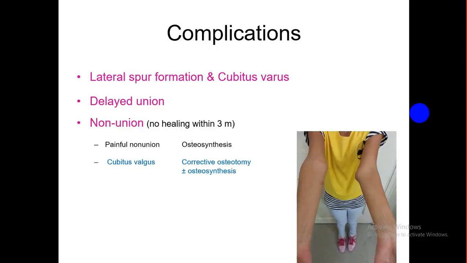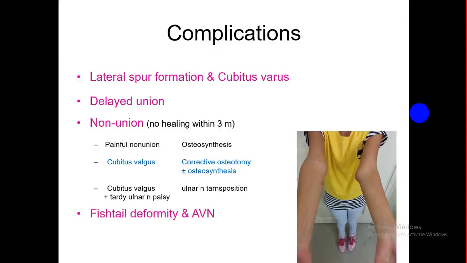SubhanAllah. Cubitus valgus, like in this girl, you treat by corrective osteotomy, plus or minus fixing the non-united fragment. You can leave the non-united fragment unfixed because the range of motion is marvelous. Sometimes if you fix them, they become stiff and they're not happy. They've got a cosmetic appearance which looks good, but they don't have a function which they had before your surgery. Cubitus valgus plus tardy ulnar nerve palsy, ulnar nerve transposition, with or without doing an osteotomy. A fishtail deformity and AVN, again we said AVN is when you dissect the fragment posteriorly. Leave the posterior part of the fragment undissected so that you preserve the blood supply.